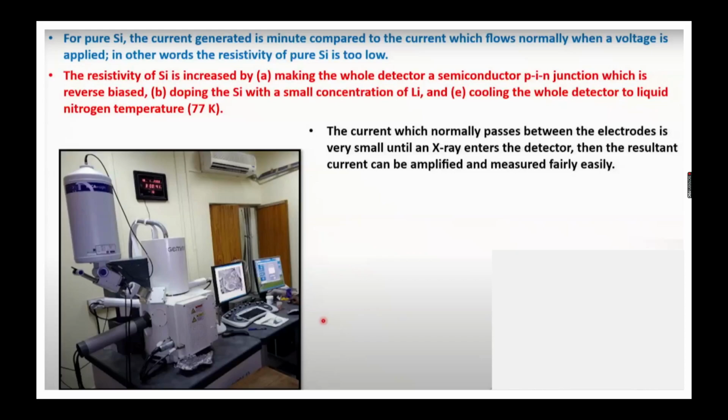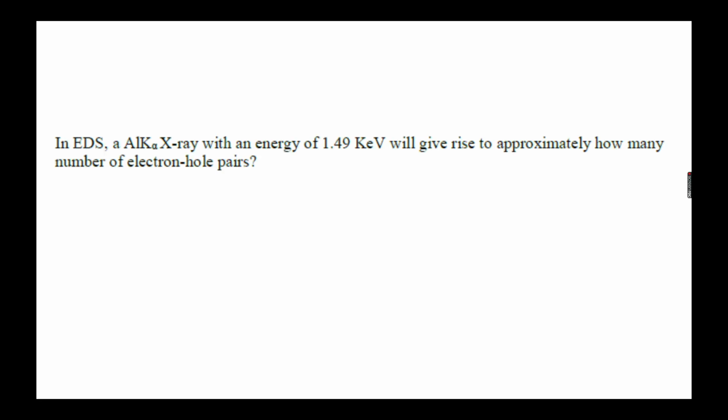And here also the current which normally passes between the electrodes is very small until an X-ray enters the detector, and then the resultant current can be amplified and measured fairly easily. So this is something else. So the answer will be D, all of the above.